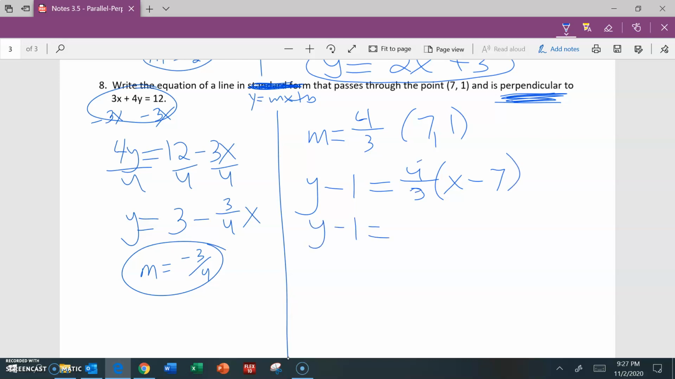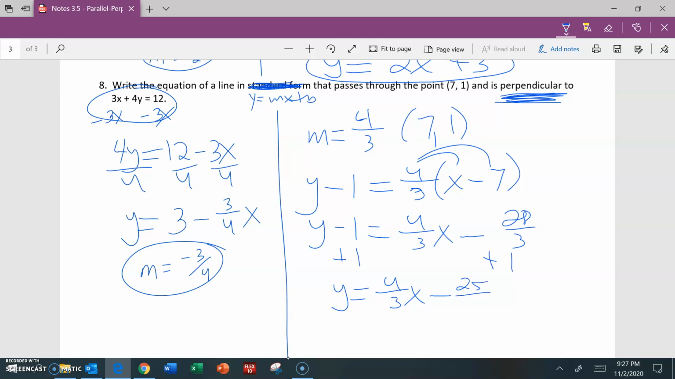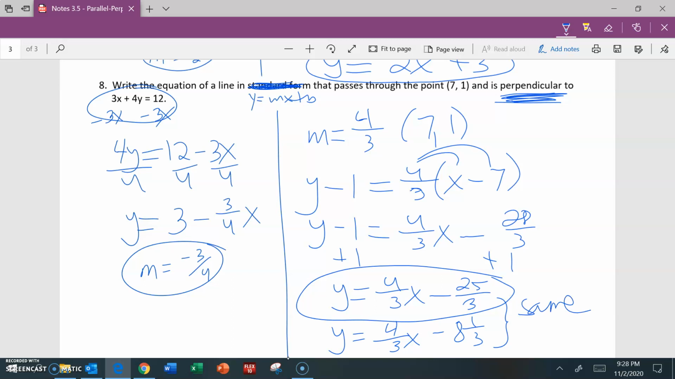So let's see, 4/3 times x is 4/3 x. 4/3 times negative 7 would be minus 28/3. So I'm going to add 1 to that. Use your calculator if you need to make sure that you are taking negative 28/3 plus 1. Now, if you write it as an improper fraction, that's fine. Or if you write your final answer as y equals 4/3 x minus 8 1/3, these are the same. And that is it. All right, good job. You can move on.